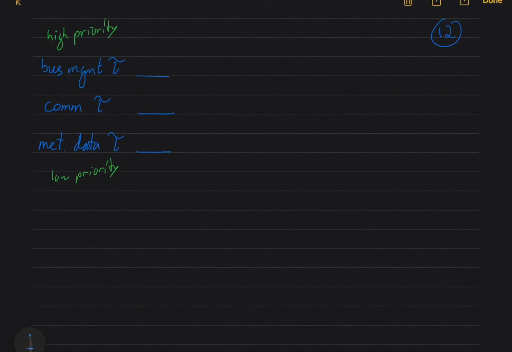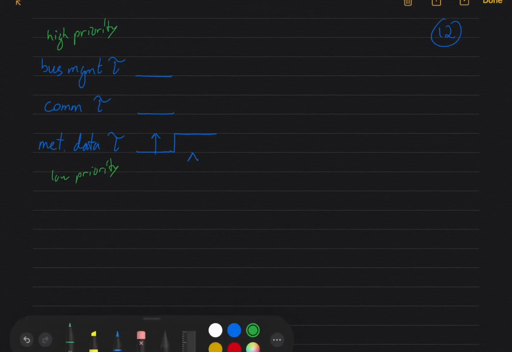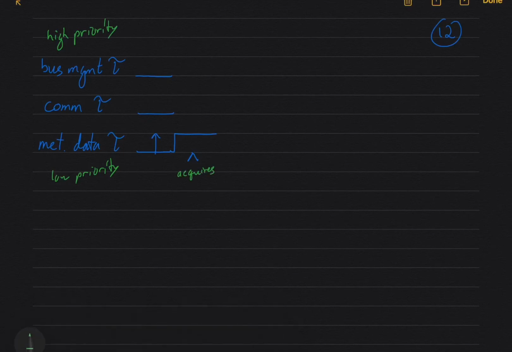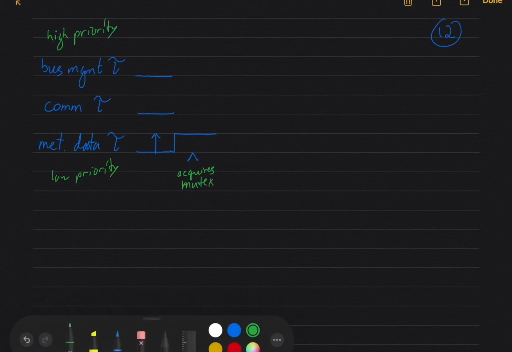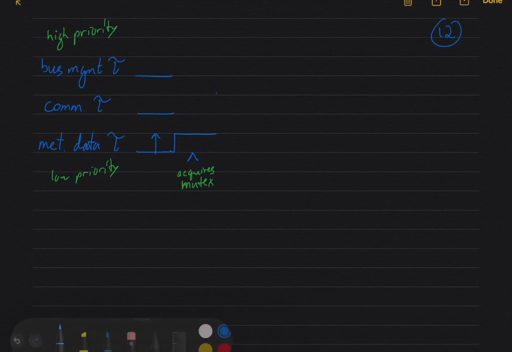for some time. And the meteorological data task was released, and it runs for a bit. At this point here, I'm going to do this in green to highlight it. It acquires the bus mutex. Now, what happens at this point in time is that the communication task was released and it's higher priority, so there's a context switch.